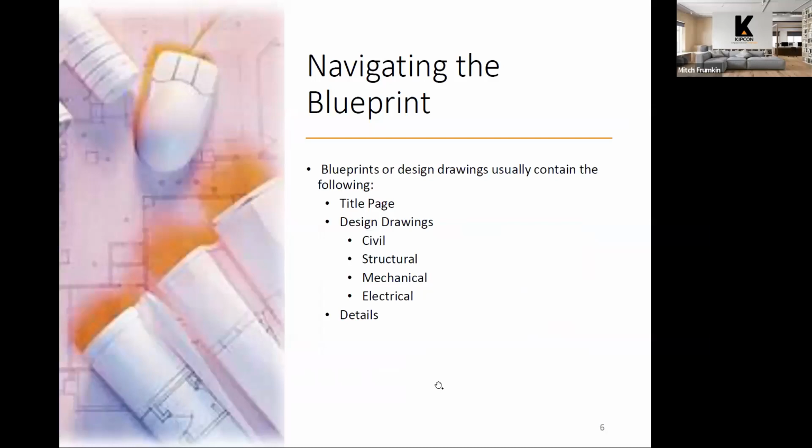So we'll talk about how to navigate through the blueprints and to find the information that we might be looking for. From beginning to end, the set of blueprints that define a project are generally more and more detailed as you get further and further into the set. It begins with a title page, or it's often called a cover sheet, that conveys some general information. And we'll look at the cover sheet and what kind of information you might be able to find there, and how that cover sheet helps you navigate the rest of the drawings.